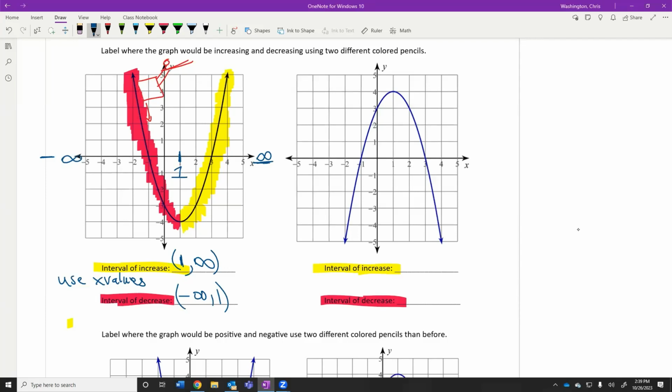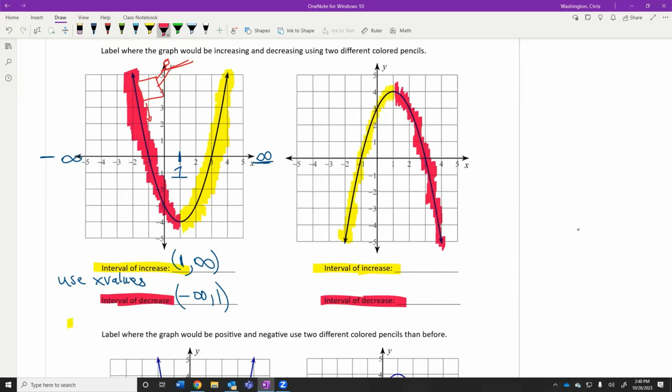Now, if we were to flip that parabola upside down, literally the exact same parabola but flipped upside down, the intervals of increase and decrease are going to switch. My roller coaster would be going up the track on the left side of the vertex, and going down, or our graph would be decreasing, on the right side of the vertex.